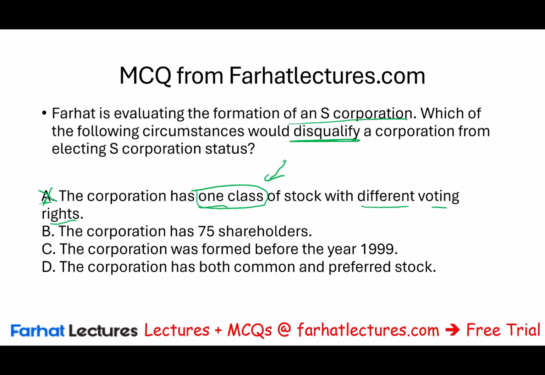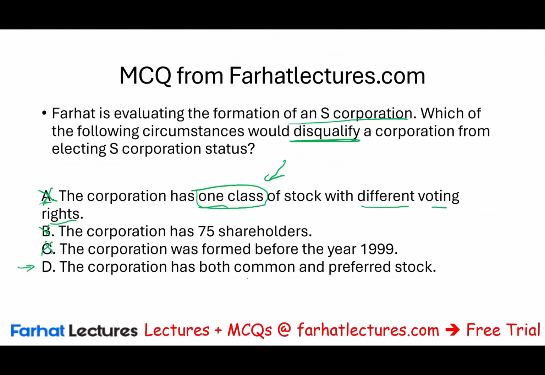The corporation has 75 shareholders. That is allowable as well. Why? Because up to 100 shareholders is acceptable. 75 is below. So this will not disqualify us. The corporation was formed before the year 1991. It does not matter what the date is, it does not affect your status. This is basically a trick question that will not disqualify you. By process of elimination, D is the correct answer choice.